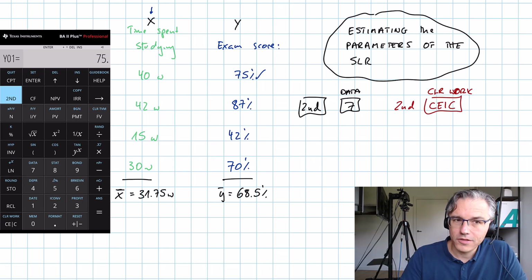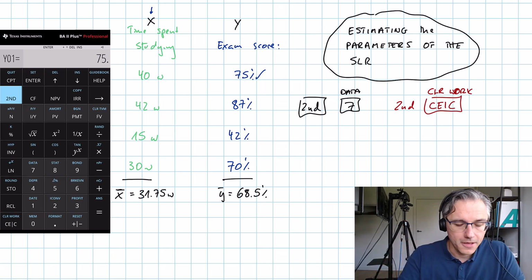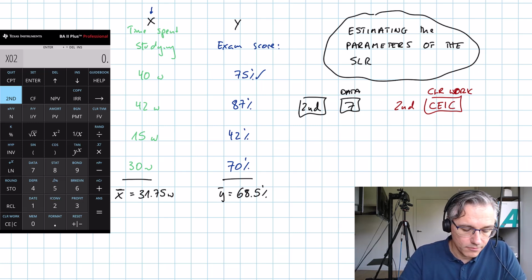Brilliant. You need to follow this up by enter because that's how you get your calculator to understand that I'm finished inputting the number. Down arrow again, my second X, which is going to be 42. Enter. Down arrow once, 87 for Y. Down arrow again, 15, enter, followed by 42, enter. And then 30 weeks for the final one, down arrow, 70% as the score.